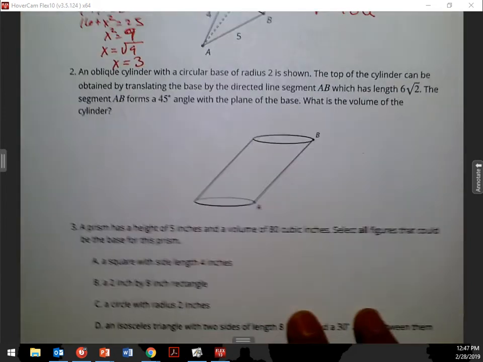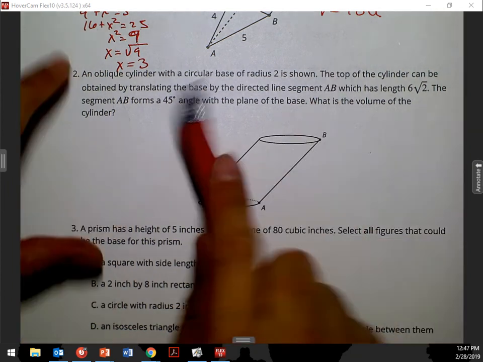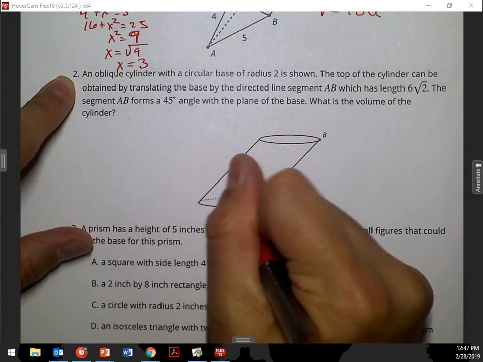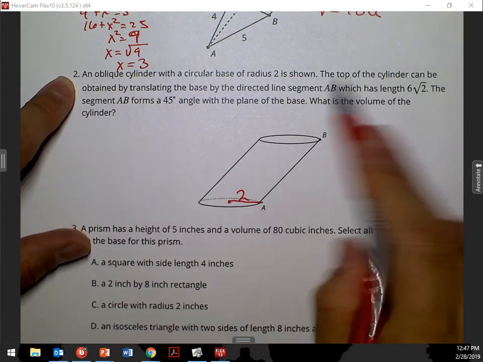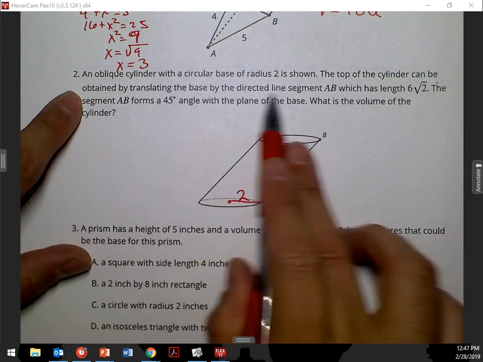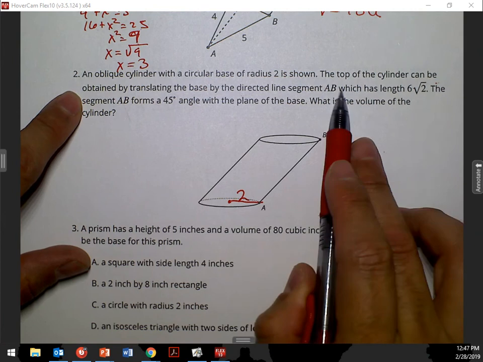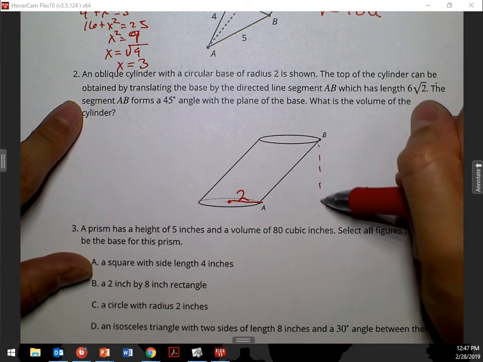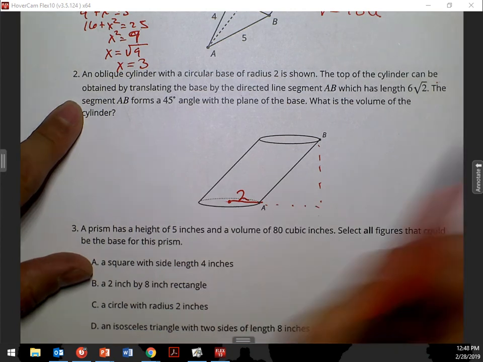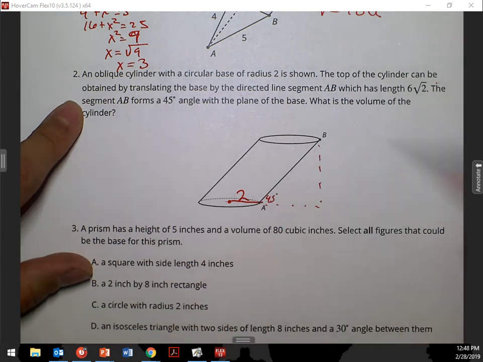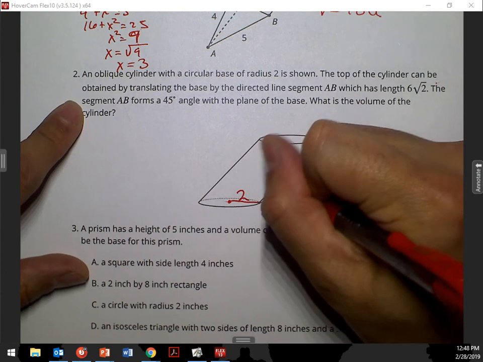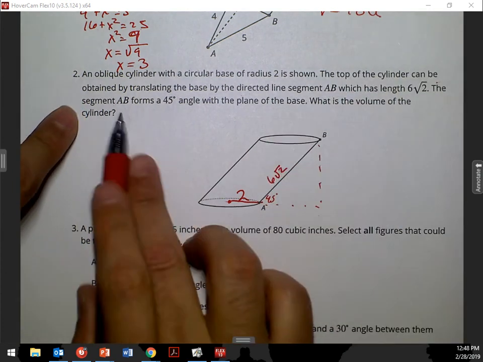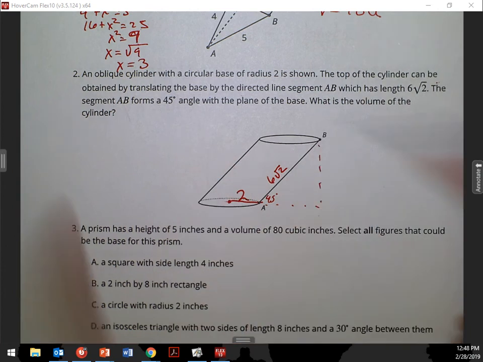Okay, this one right here is a bit extra, but I'll show you. Oblique cylinder has a base radius of 2. The top of the cylinder can be attained by translating the base in the direction of this right here, which has a length of this segment of 45. So this is 45 degrees. Okay, this right here is going to be 6 rad 2 segment right here. What is the volume of this shape right here?